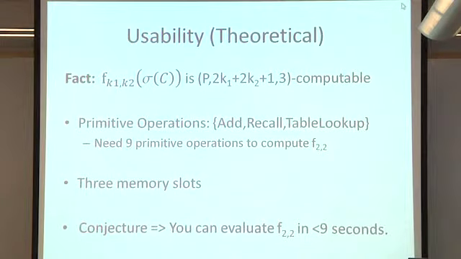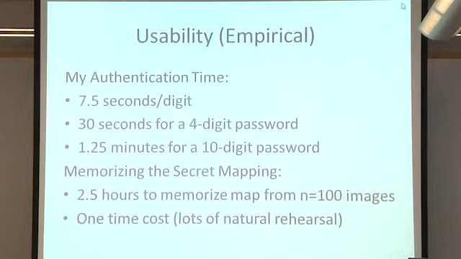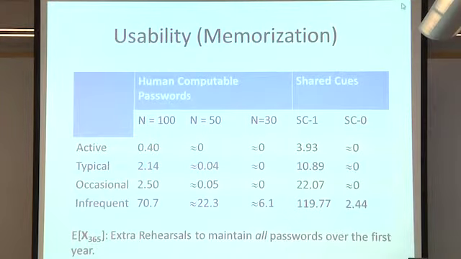So we would conjecture that this means that you can evaluate the function in under 9 seconds, where 9 is the number of primitive operations that you need to do to actually compute your password. So OK, this gives an authentication time of about 7.5 seconds per digit, about 30 seconds for a 4-digit password. And again, the main cost is memorizing the secret mapping.